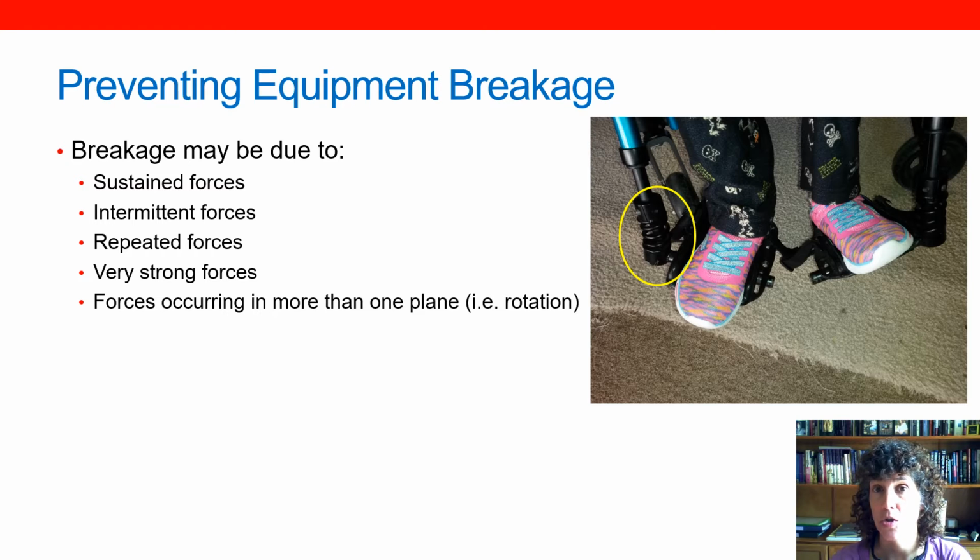Breakage can occur due to extreme and sustained forces. Breakage can also occur due to an intermittent force that is an extreme degree of force. We might see repeated forces, very strong forces, and forces that occur in more than one plane where we have rotation involved. Here in this picture, there is a spring which is actually designed to prevent breakage. It's designed to absorb forces, but this client has exerted so much force against it that it has actually become bent.